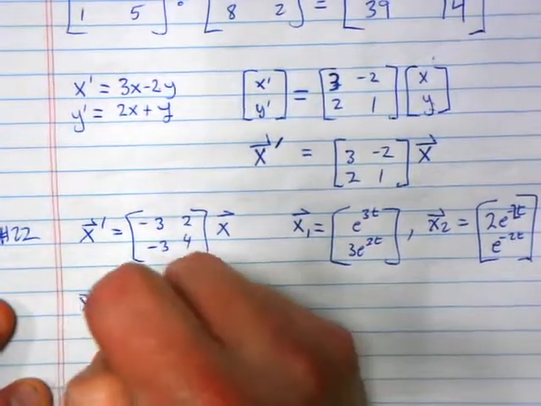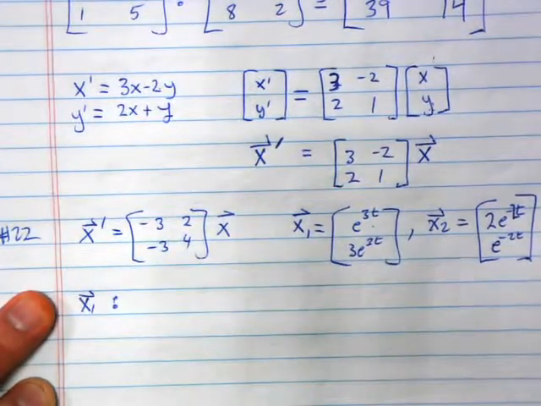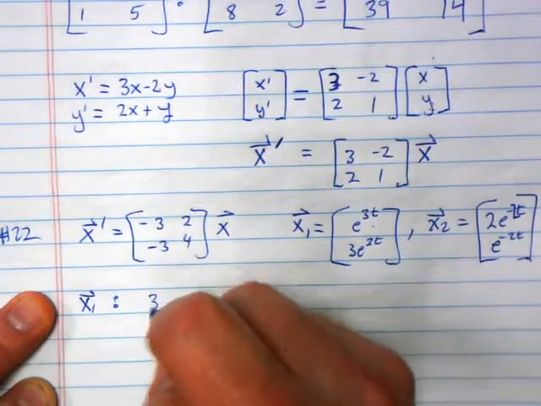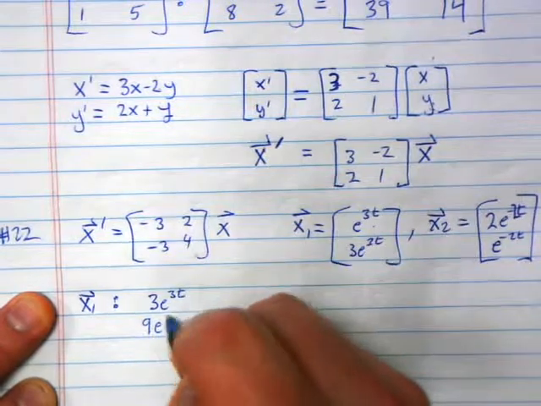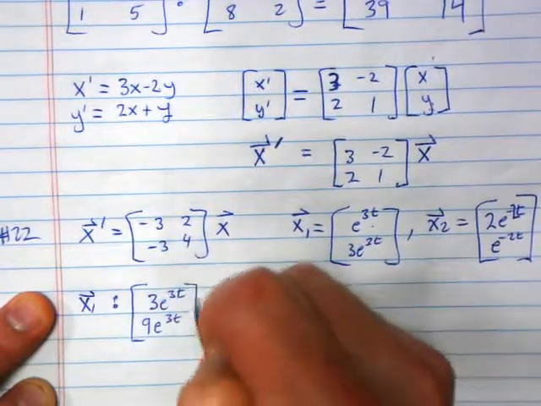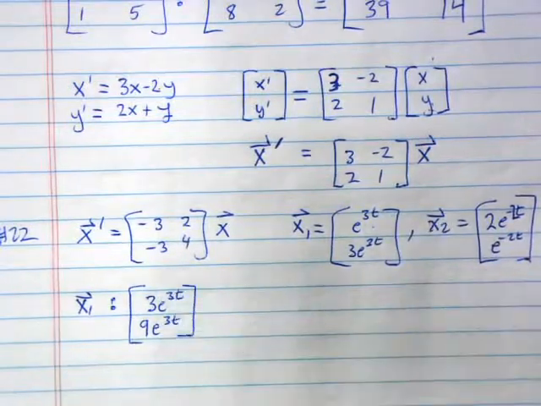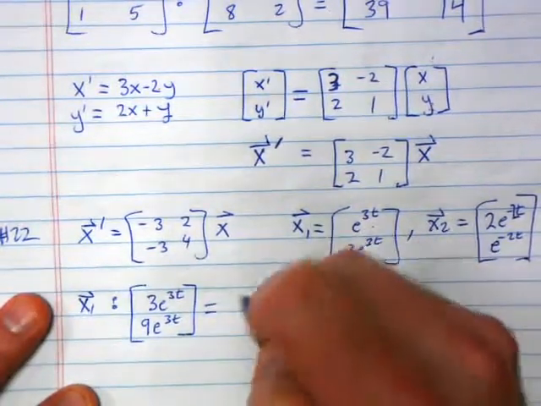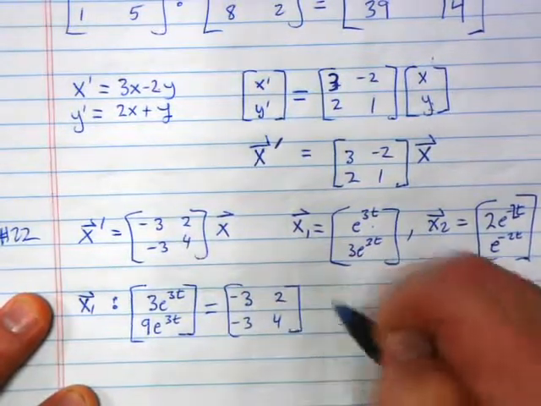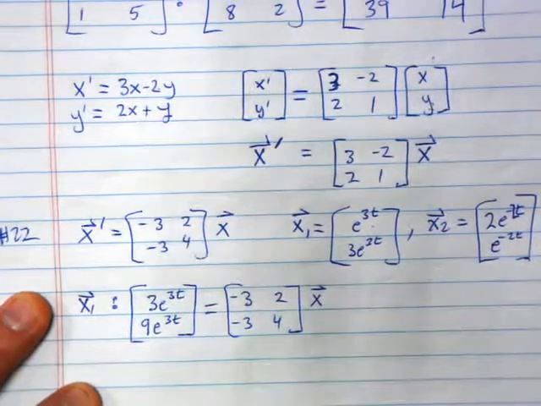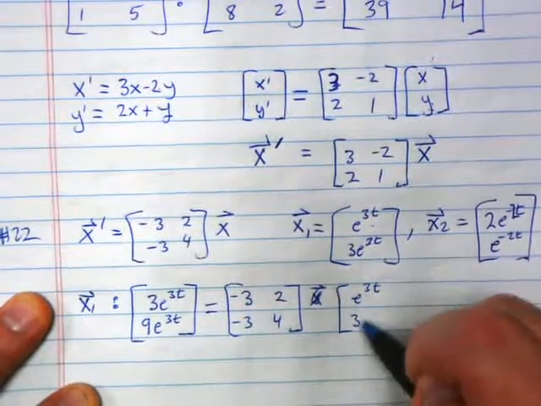Using x1, when I take the derivative, what's the derivative of e to the 3t? 3e to the 3t. 3e to the 3t. 9e to the 3t. So to take the derivative of a matrix, you simply take the derivative of each coordinate. Equals negative 3, 2, negative 3, 4, times our matrix x, which is e to the 3t, 3e to the 3t.